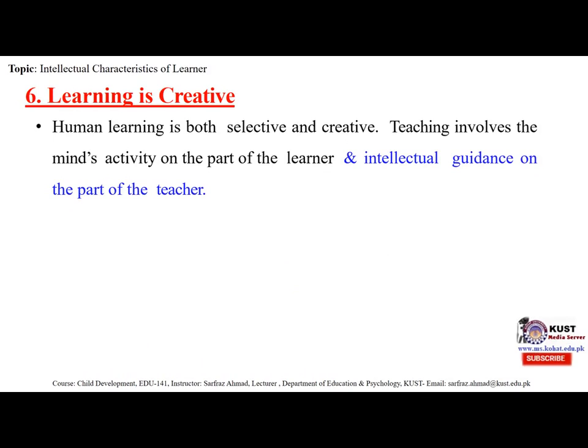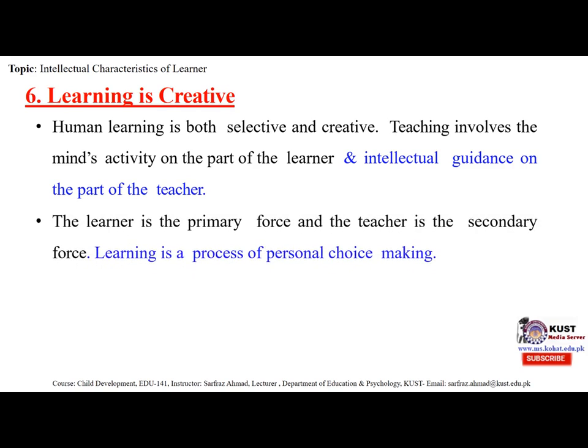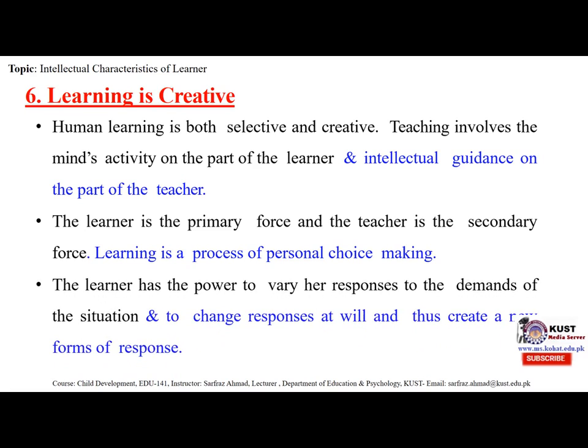Now, learning is also creative. How? Human learning is related to both selective and creative. So teaching involves mind activity on the part of the learner and intellectual guidance on the part of the teacher. Because whatever the teacher guides, the student will act accordingly. The learner is the primary force and the teacher is the secondary force. So learning is a process of personal choice making. The learner has the power to vary her responses to the demands of the situation and to change responses at will, and thus creates new forms of response.